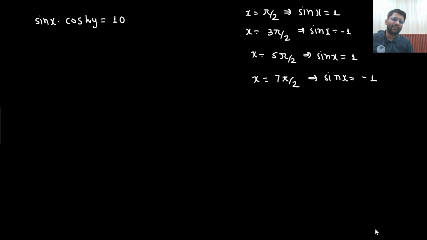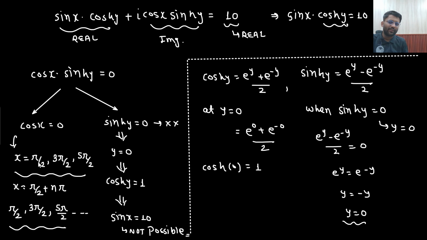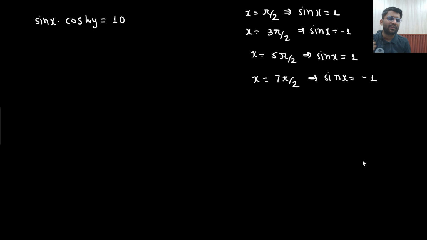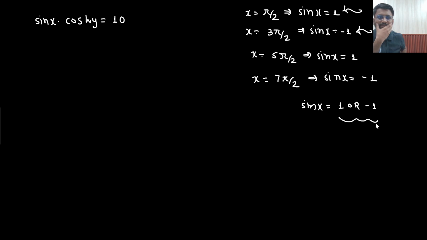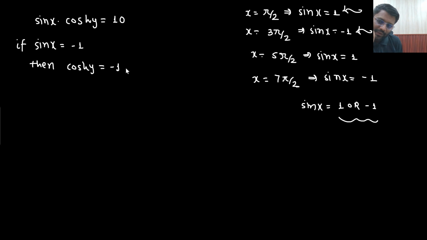That means if x is pi by 2, 3 pi by 2, 5 pi by 2, then two values of sin are possible, either 1 or minus 1. Right? Either 1 or minus 1. If sin x equals minus 1, then cos hyperbolic y would be equal to minus 10.